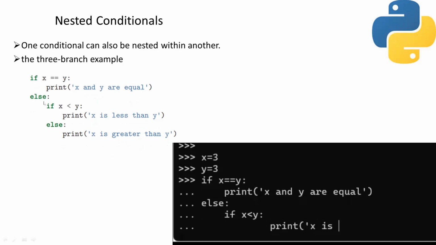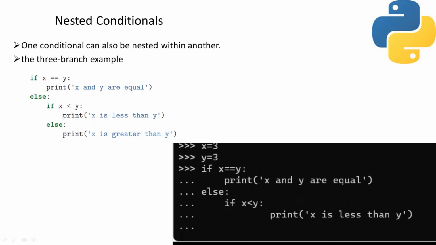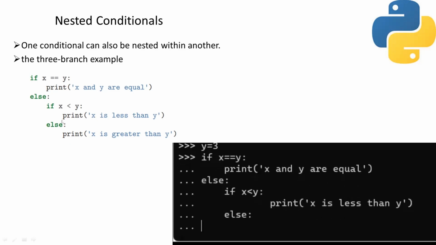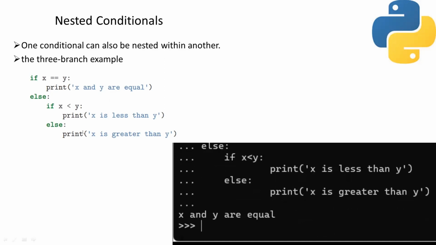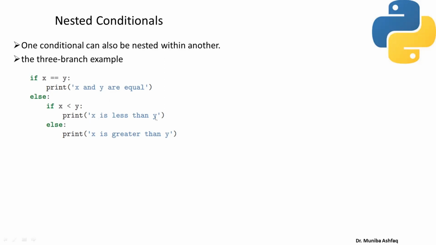If it's false, then it would not be executed, and we will come into the else branch. And we observe that in the else branch, we have another if-else statement. So if x is less than y, it will print x is less than y. Else it will print x is greater than y. It means that if this condition is true, only this statement will be executed. If it's false, then we have again two possibilities: either this would be executed or this would be executed.